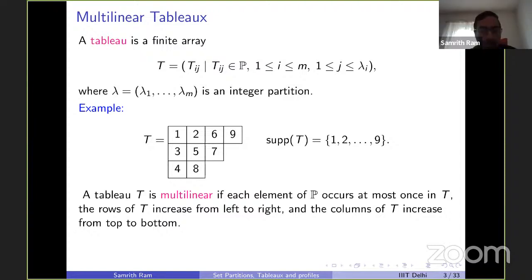Also, maybe you'll explain later what multilinear stands for. Multilinear is like those multilinear functions where you have a sum of products and powers can't exceed 1. So entries can't be repeated more than once here. When you convert it to a weight, you get a square-free monomial. That's right.